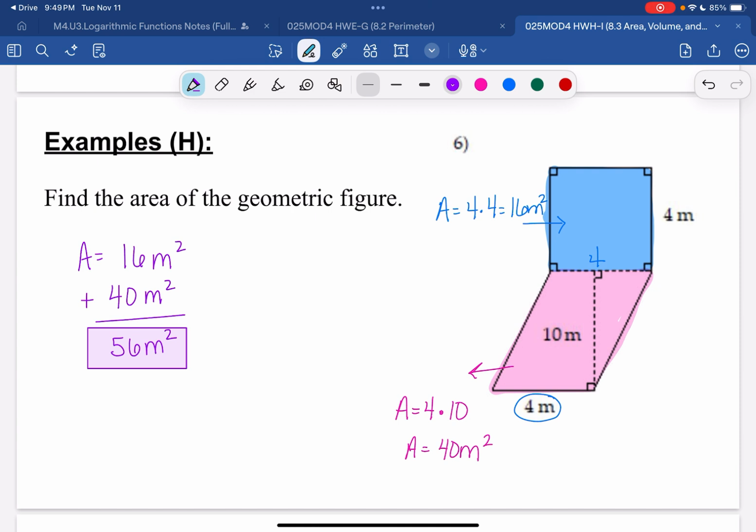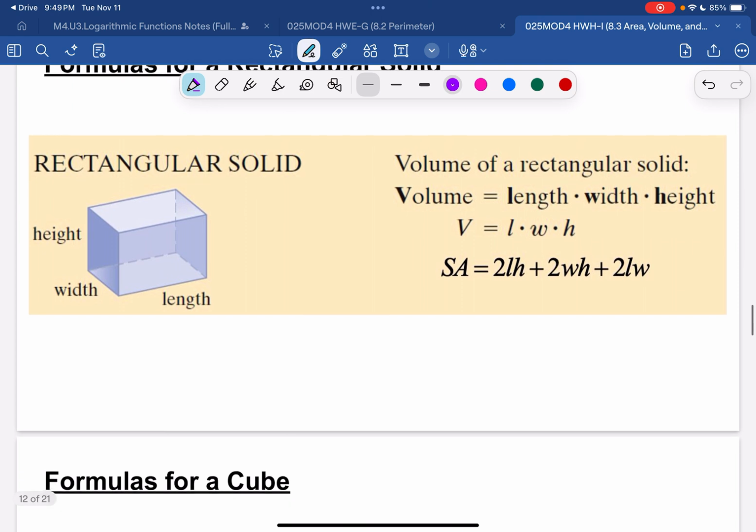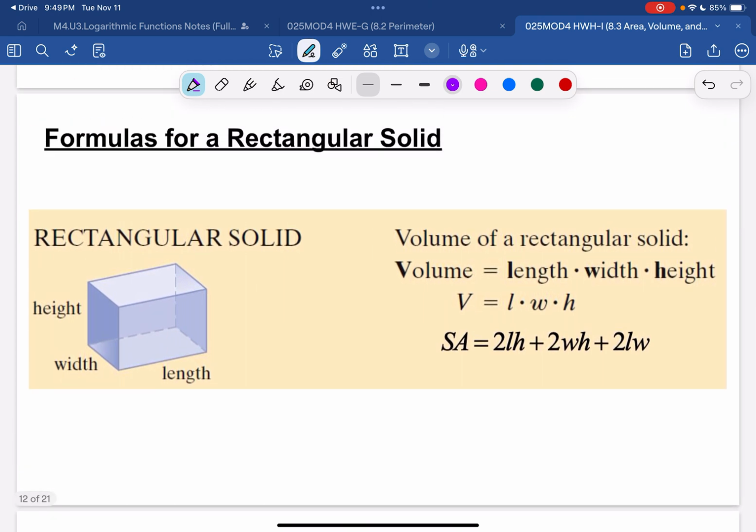The next thing we're going to look at is rectangular solids. So everything we've looked at so far have been just flat 2D figures. So now we're going to look at solid figures. Again, if you're keeping track of all your formulas on one page, this would just be another section to add to it. So for a rectangular solid, we're going to look at volume and surface area formulas. The volume formula that you're going to need to know here is that we're going to take the length times the width times the height.